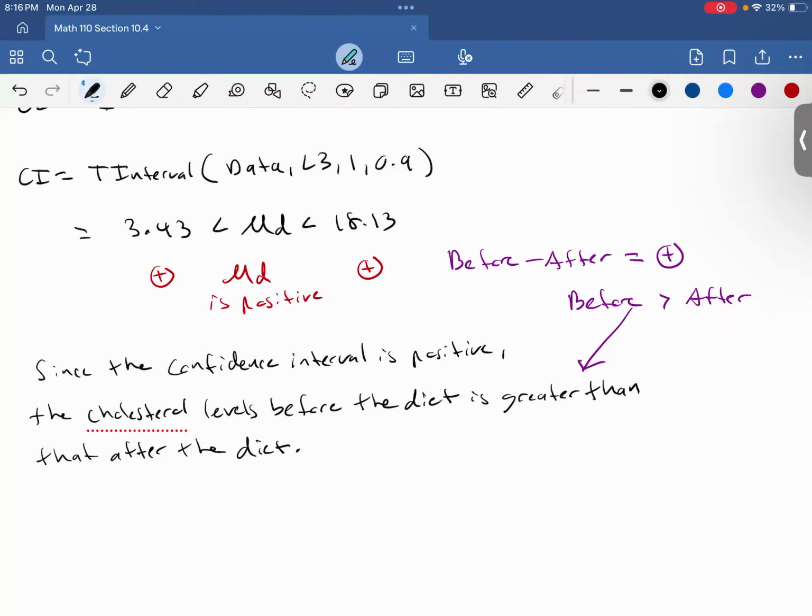So our hypothesis test and our confidence interval are saying the same thing, that the cholesterol levels are greater before the diet. So that's it for the self-check video.